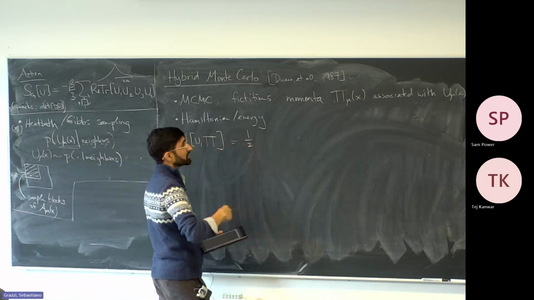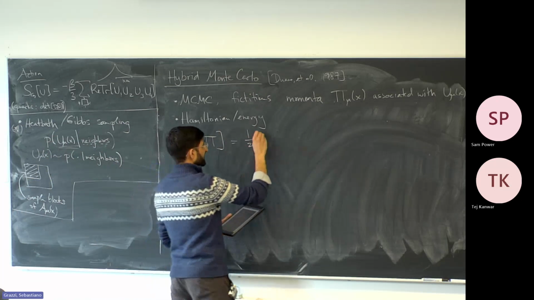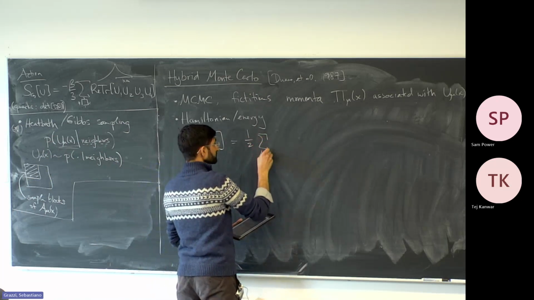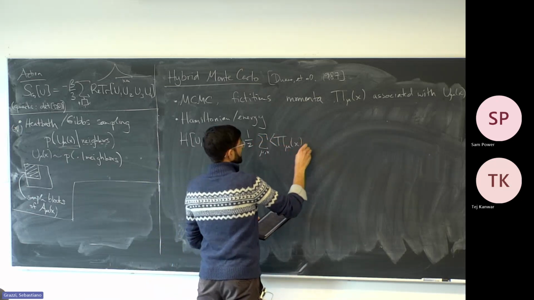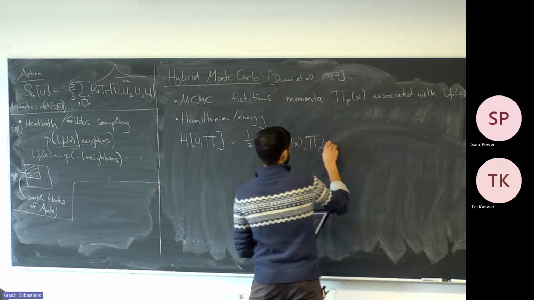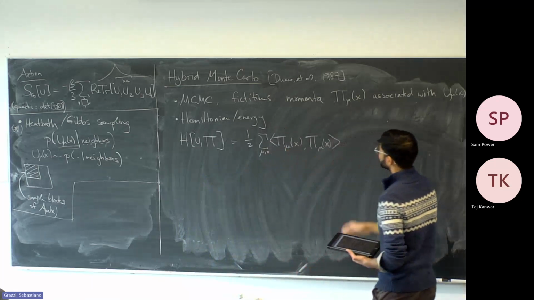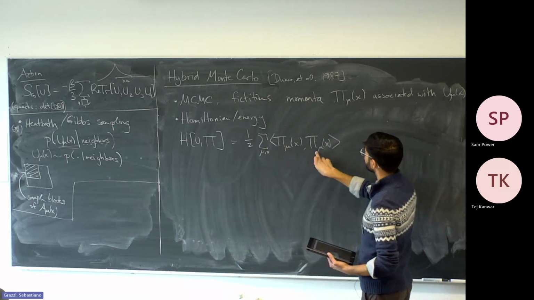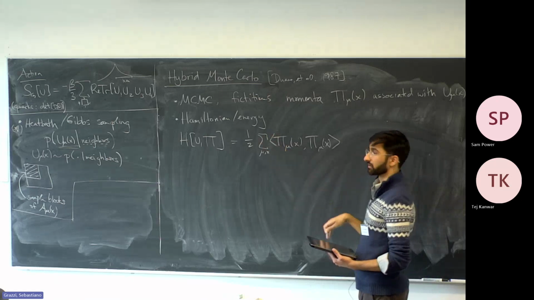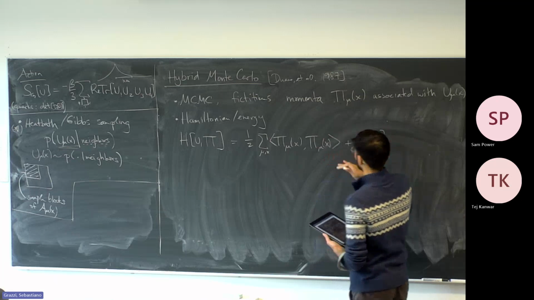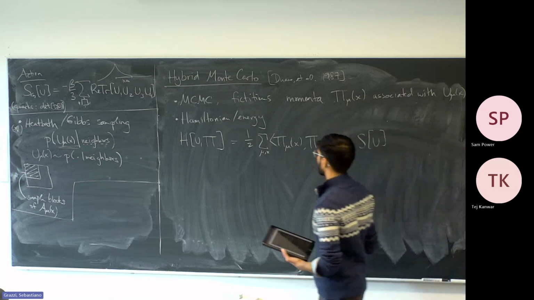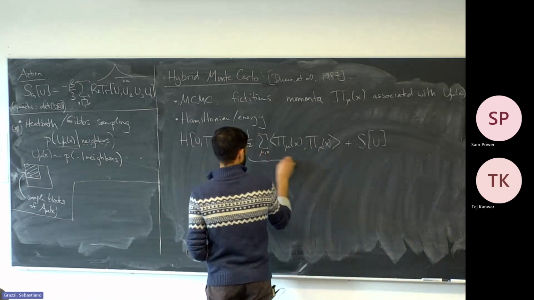So first of all, you have a fictitious kinetic energy term, which I'll introduce yet another inner product sign to denote. So this is something like just the momentum squared summed over all of the lengths of the lattice. And then you have some kind of potential energy term, which is simply our action, whatever we happen to be choosing or simulating at the moment.